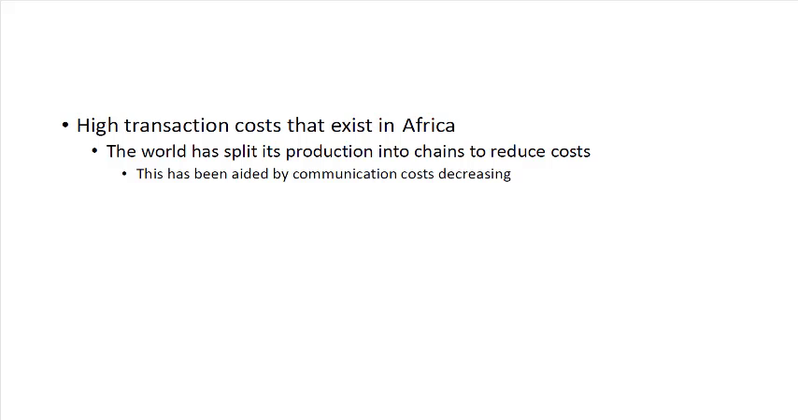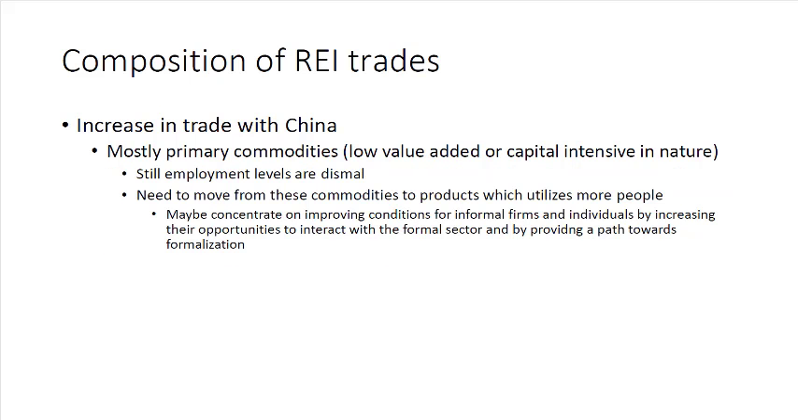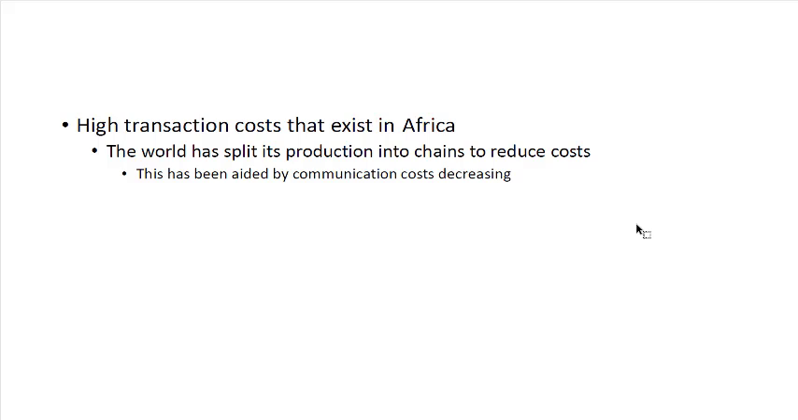Also, in terms of the look of our regional economic trades, we find that we have high costs in Africa. Our transaction cost is really, really high. It's maybe because in general, if you look at the world, there are more production chains to help reduce costs. And they also have low communication costs. So that is helpful for the rest of the world. And Africa hasn't followed in the same vein.